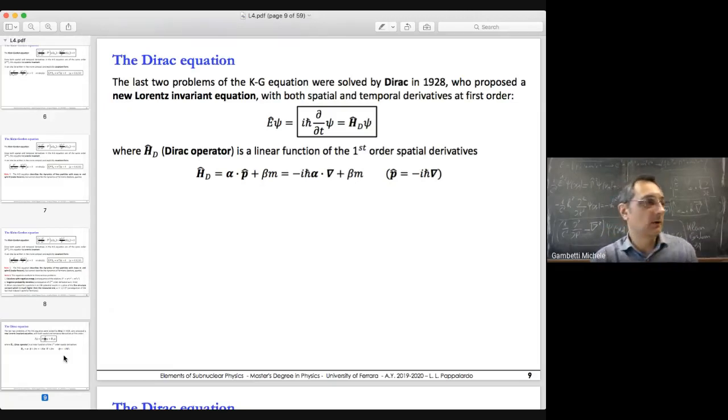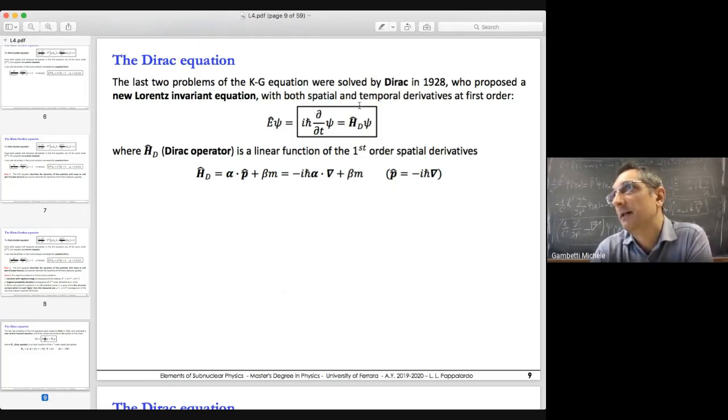Okay, so let's see now how some or all of these problems have been solved. The solution came from Dirac. In 1928 Dirac derived a new quantum relativistic equation of motion, which is still, of course, Lorentz invariant. And now the difference is that both the time derivative and the spatial derivative come at the first order. They are at the same order, of course, because you want a Lorentz invariant structure, but they come at the first order, whereas in the Klein-Gordon equation they were both at the second order. So this is essentially the basis of the Dirac equation.